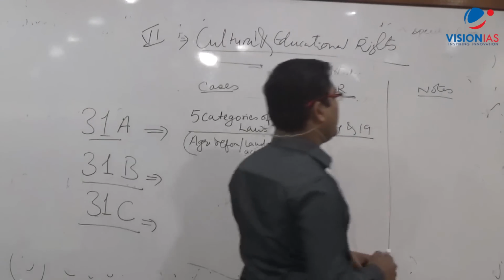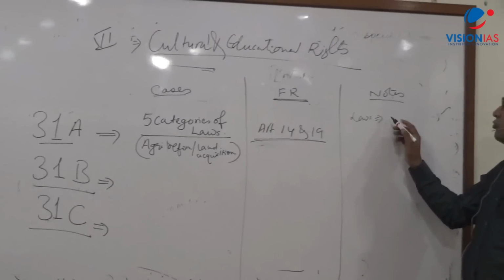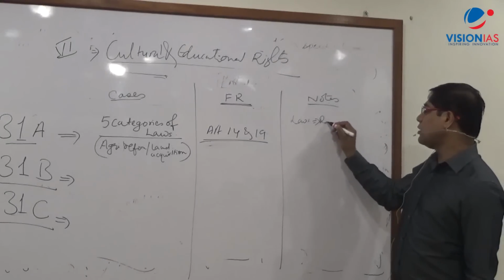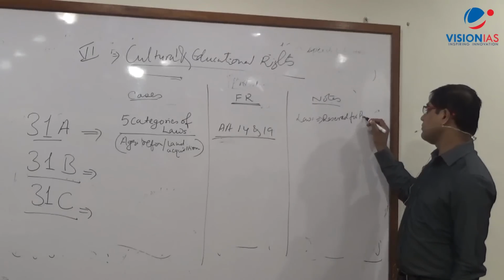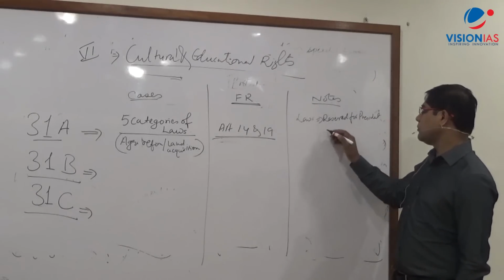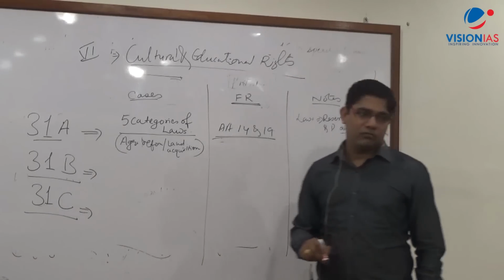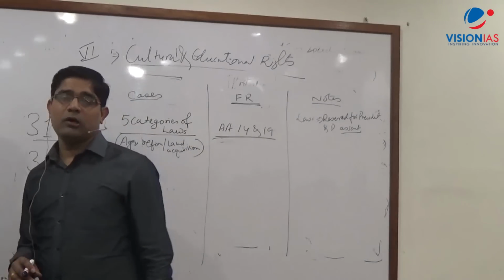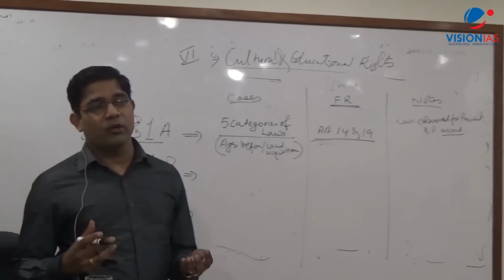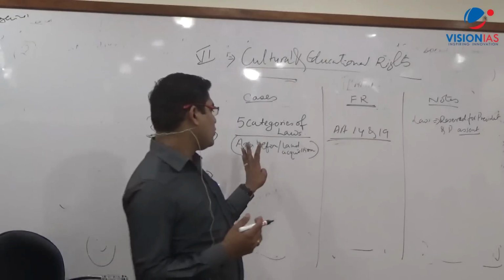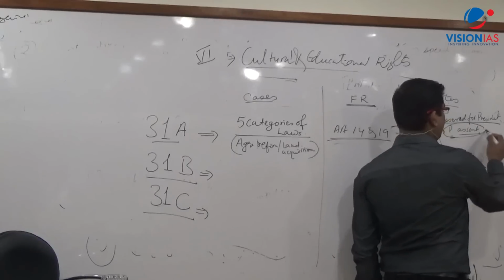Now, what I am writing in the notes is that such laws which are passed should be reserved for the President, and the President must have given assent. If any law is trying to take away fundamental rights and you cannot challenge it, there has to be a certain procedure. First you pass the law, such law has to be reserved for the President, and the President must have given the assent.